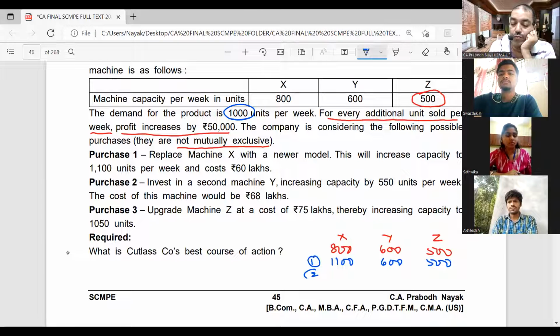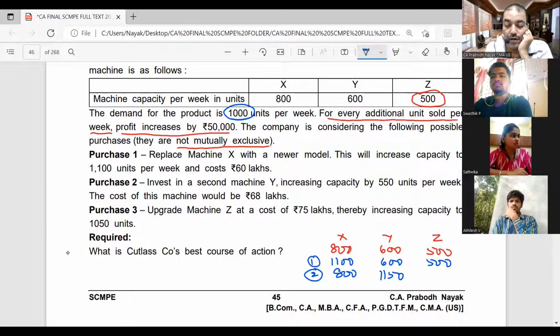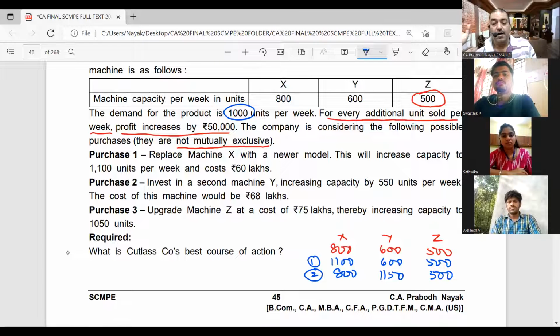Option 2 says invest in a second machine Y, increasing capacity by 550 units. So X will remain 800. Y will become 600 plus 550, 1150. Correct? Z will remain 500. So again, my production is restricted to 500. It is not increasing. It is restricted to 500. So option 2 is of no use to me. Let us see option 3 now.